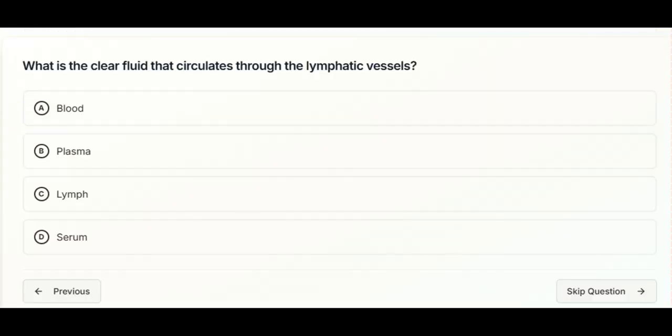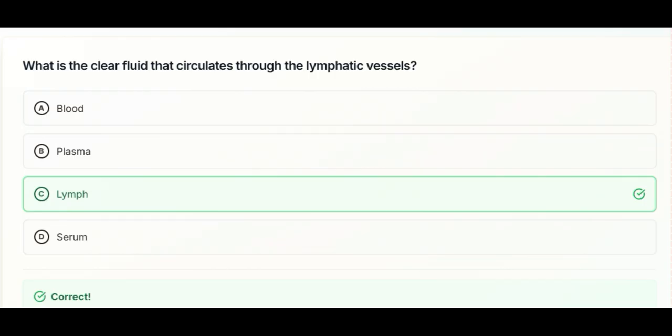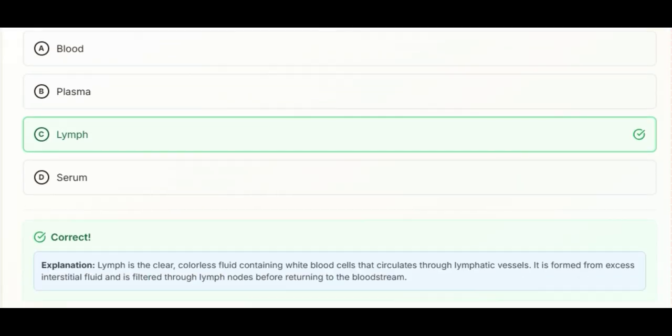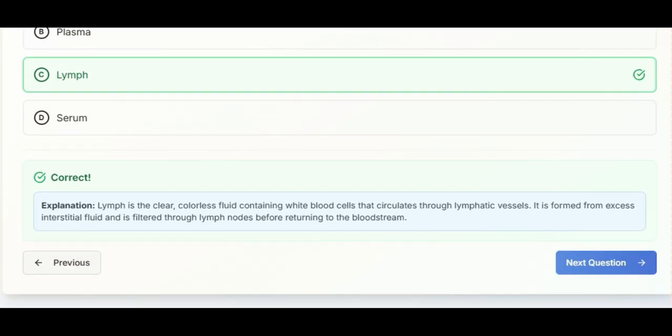What is a clear fluid that circulates through the lymphatic vessels? Blood, plasma, lymph, or serum? Lymph. Lymph is the clear, colorless fluid containing white blood cells that circulates through lymphatic vessels. It is formed from excess interstitial fluid and is filtered through lymph nodes before returning to the bloodstream.